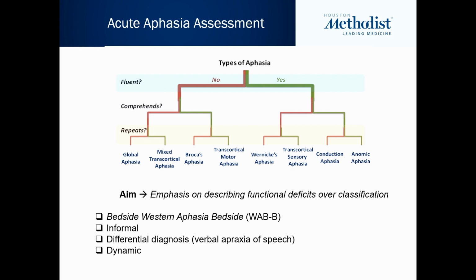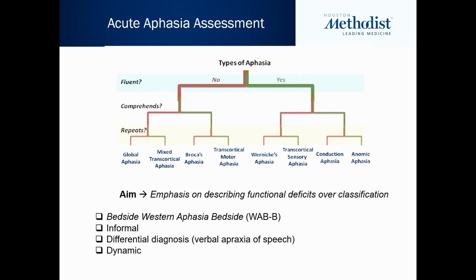So we use a variety of quantitative assessments. Here at Methodist, we tend to lean towards the bedside Western Aphasia Battery, which is a formal screening tool derived from the comprehensive battery that's usually given in the outpatient or inpatient rehab setting. But for folks who have very severe impairments, it's not worthwhile going through an entire formal assessment just for the sake of having quantitative information. We might assess them more informally.